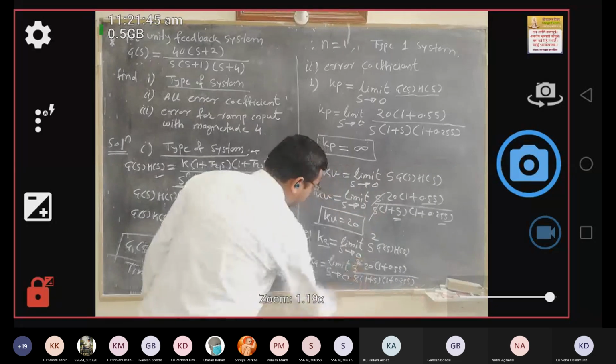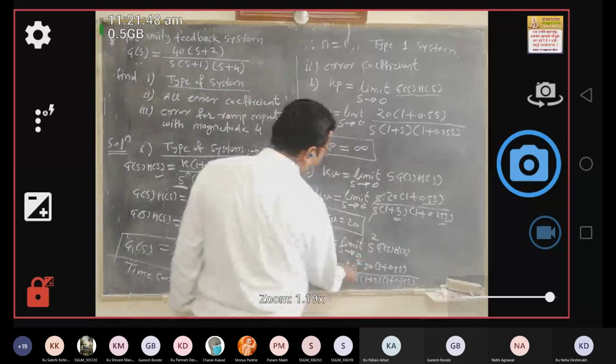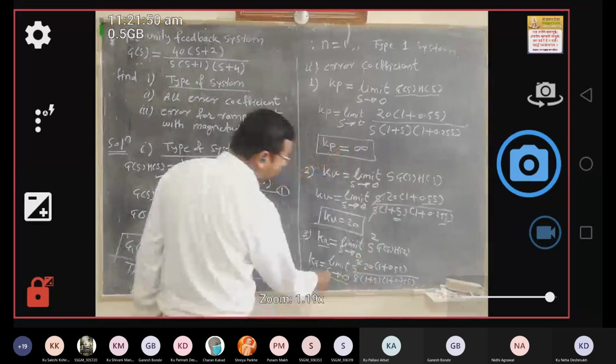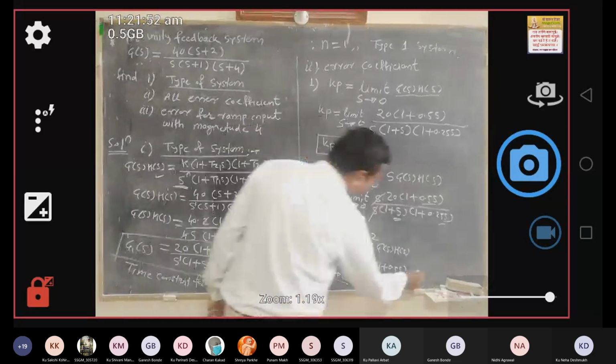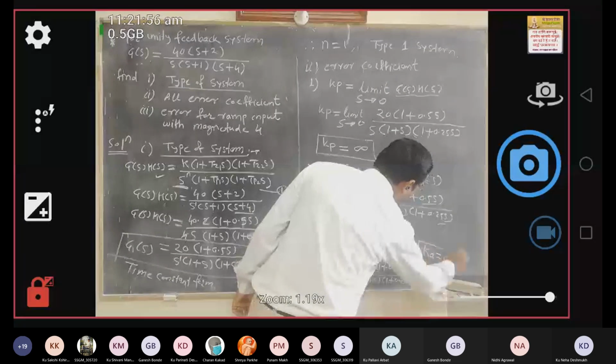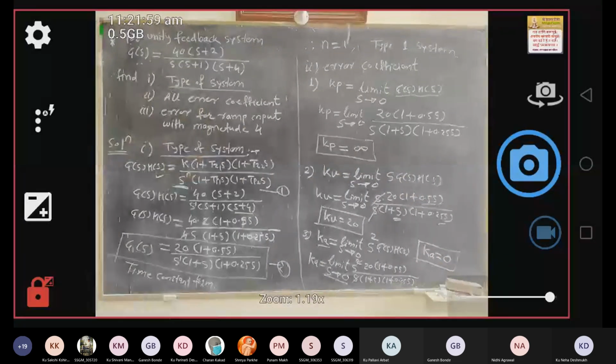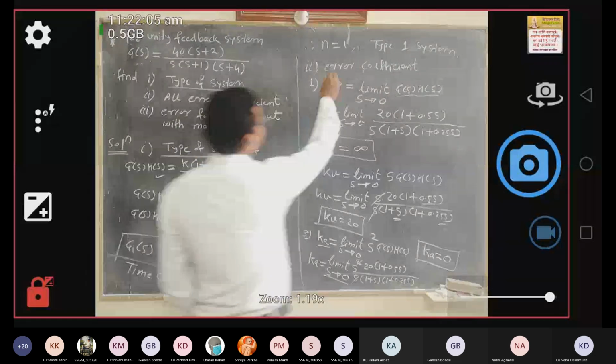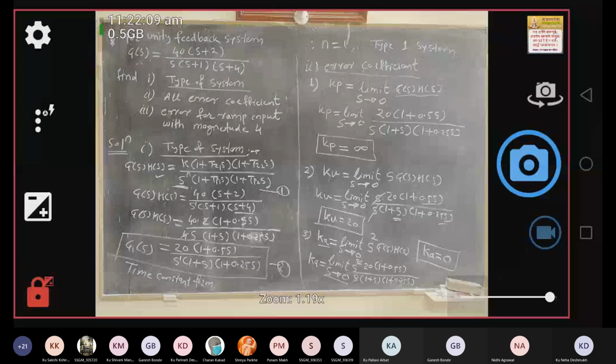So this s gets cancelled, so one s in the numerator. When you substitute s is equal to 0, it becomes 0. Therefore here we are getting Ka is equal to 0. So this is our second answer: all the error coefficients, that is positional error coefficient, velocity error coefficient, and acceleration error coefficient.